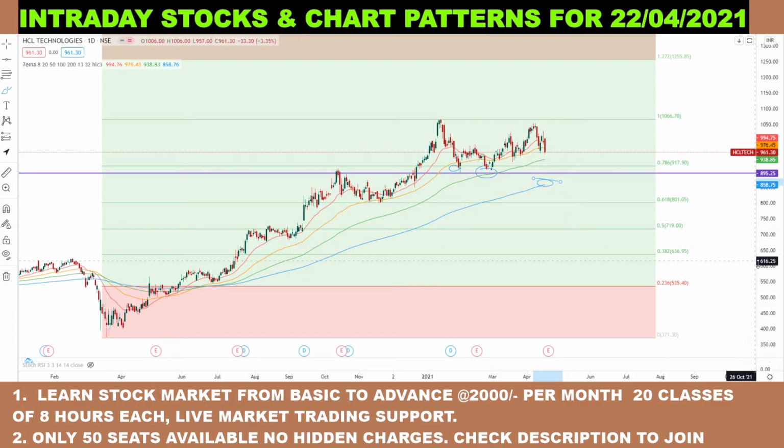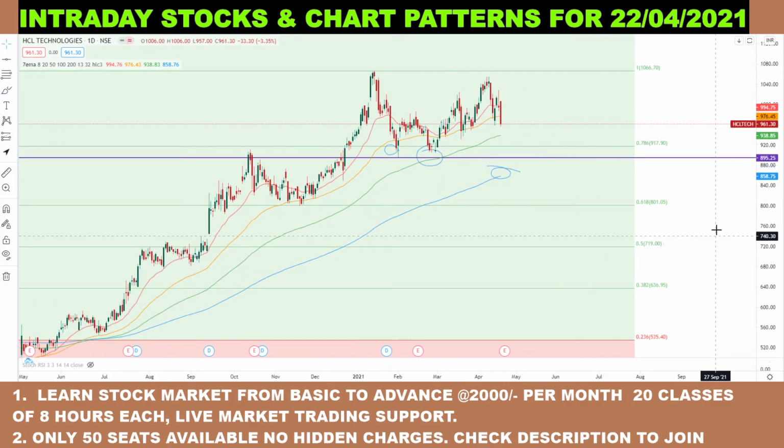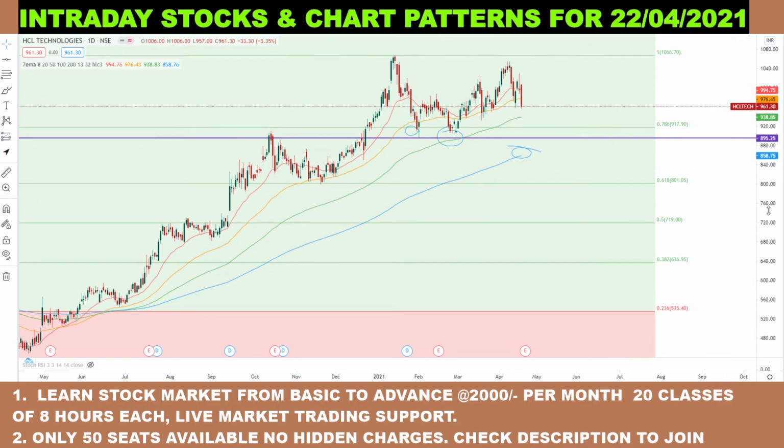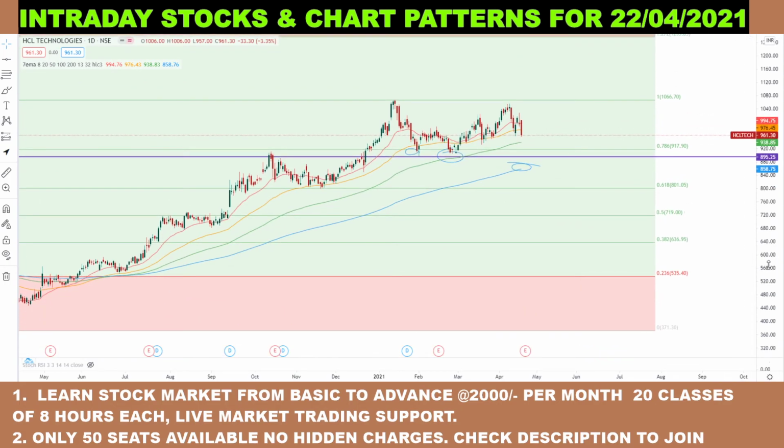So if you are trading HCL Technologies, then please be cautious. You should actually know these levels for HCL Technologies.